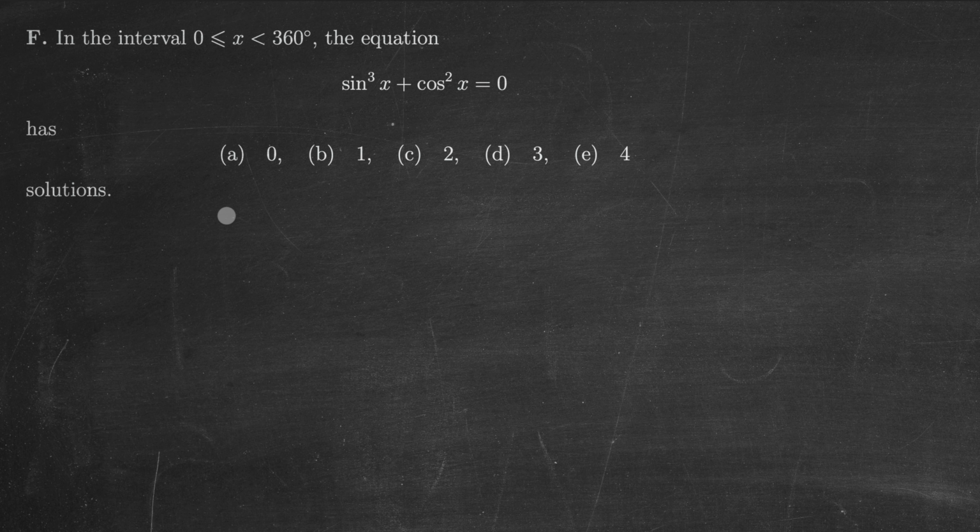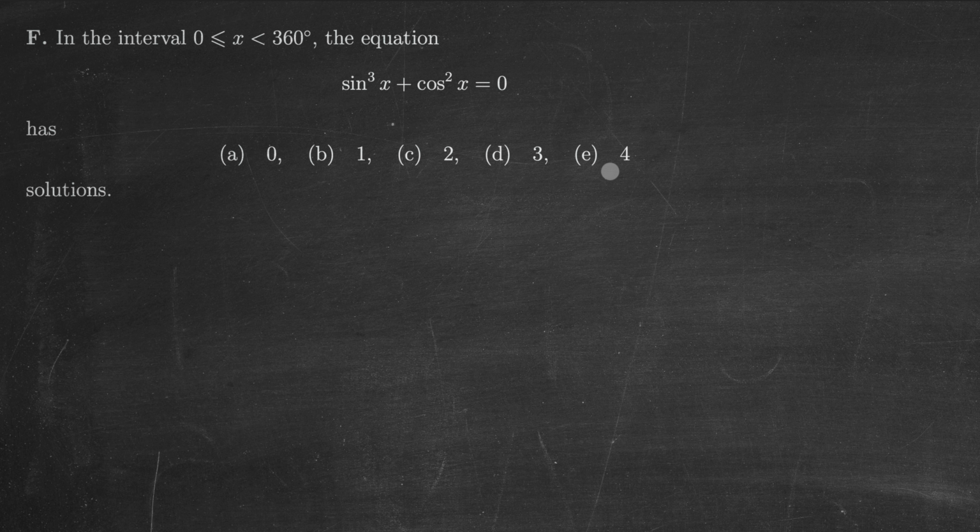In the interval 0 to 360, the equation sine cubed of x plus cos squared of x equals 0 has how many solutions? 0, 1, 2, 3, or 4. So yet again, we have an equation which involves a few sines and a few cosines, and yet again we're solving it qualitatively. All we need to do is recognize how many solutions there are, not what those particular solutions are themselves.